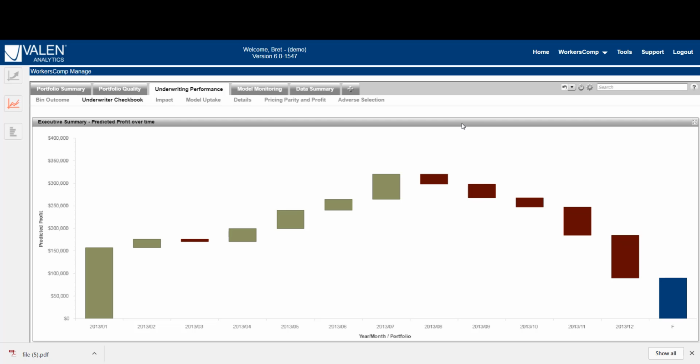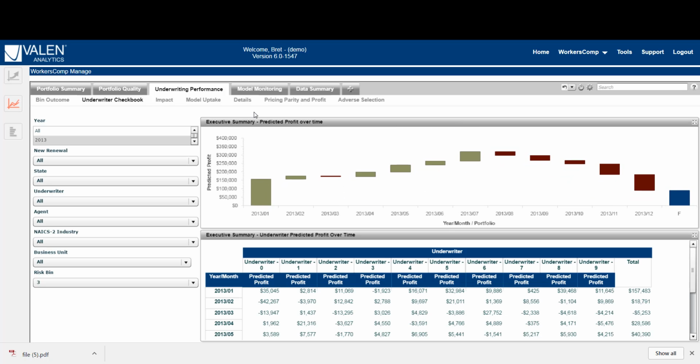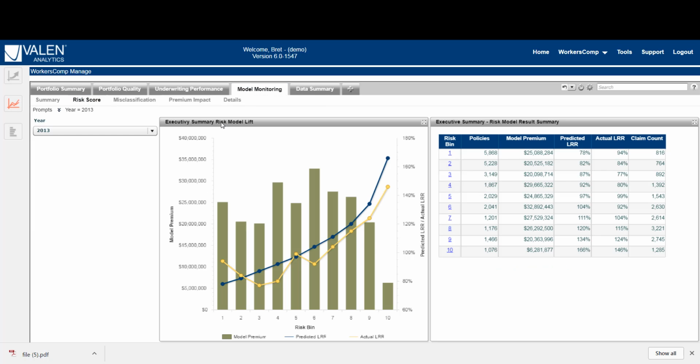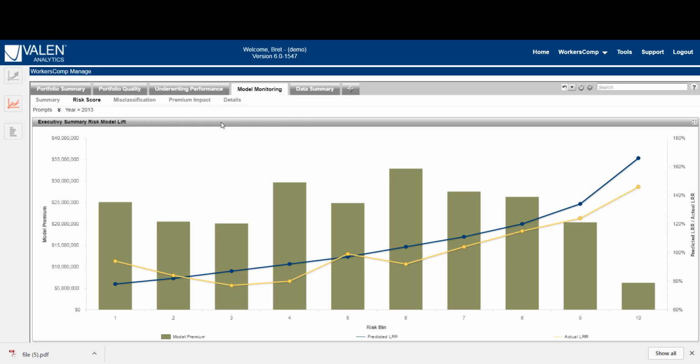Finally, we can use InsureRight Manage to evaluate the performance of the model itself. Here we see a traditional lift chart. It shows the distribution of written premium by bin from 1 to 10. Here you see we're writing quite a bit in bin 1 and not much in bin 10, which is a good thing. You also see the blue line, which is the model predicted loss ratio. This is low in bin 1 and high in bin 10. Overlaid is the yellow line, which is our actual current incurred loss ratio.